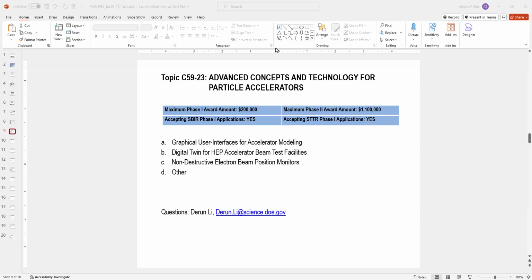And then the third subtopic, non-destructive electron beam position monitors, looking for non-destructive BPMs, which are needed for the very short duration electron beams in plasma wakefield accelerators. The bunch lengths of these can be as short as 10 femtoseconds in a very strong electromagnetic background environment. And so we're asking for quantum improvements in cavity BPMs and advanced BPM concepts. Hopefully that will be of use.